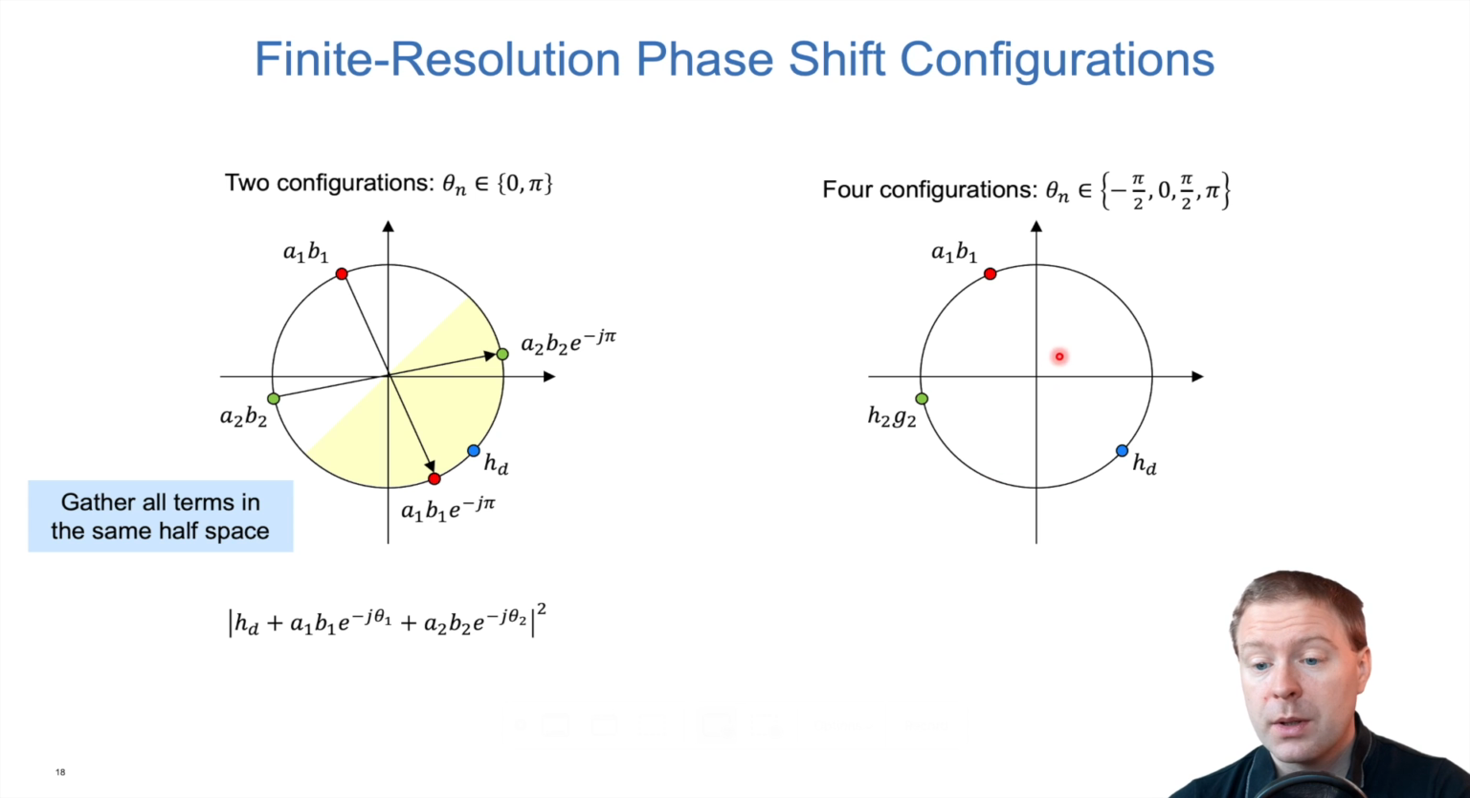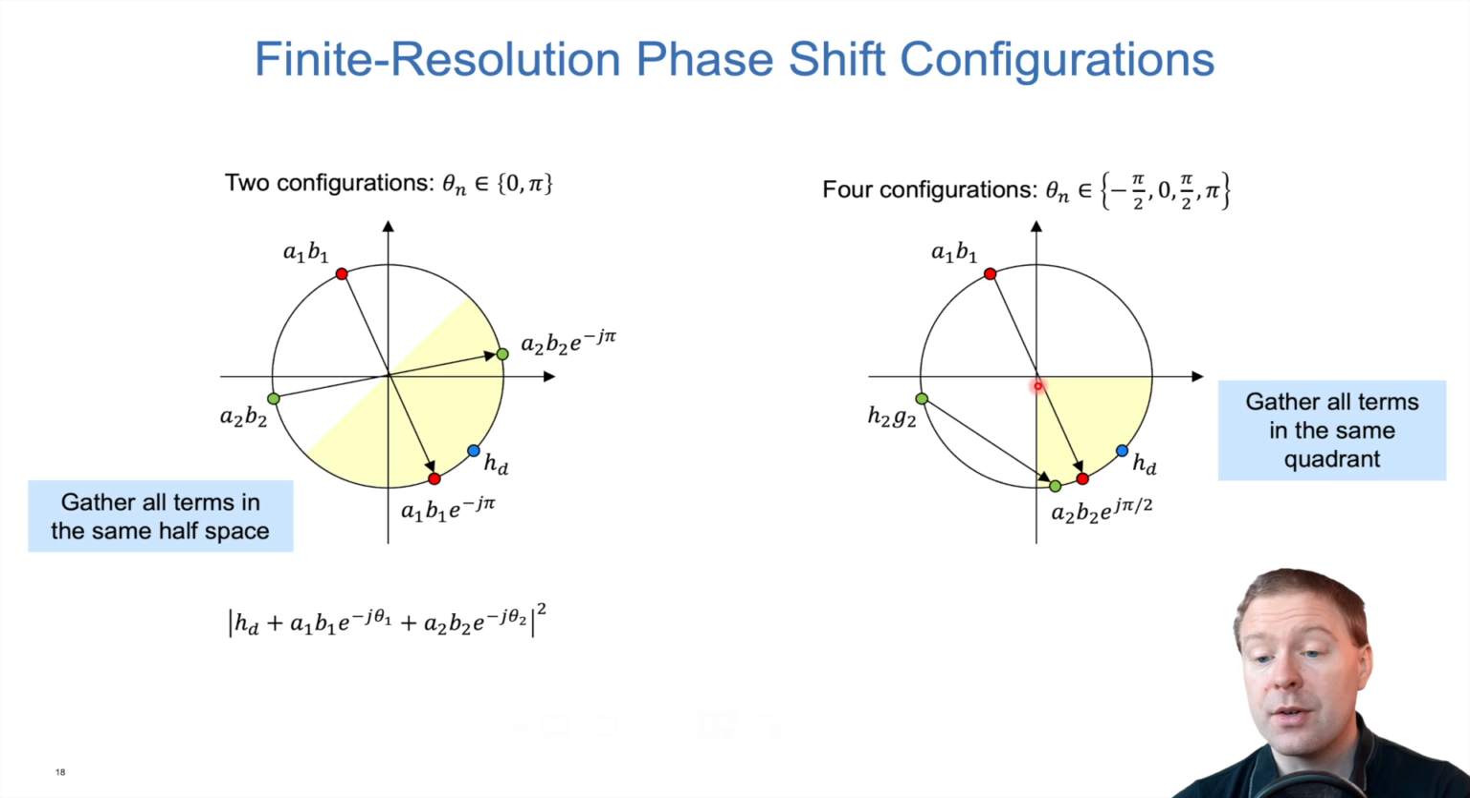And what can we do? Well, we would like to gather them in the same quadrant as HD here. And the red one, we already know how to move it. It was the case that we had over here. But the green one, we can now move it to this point by shifting it only by pi over 2. And now all of the signals are gathered in the same quadrant as the direct path here. And that will help the signals to add up constructively.